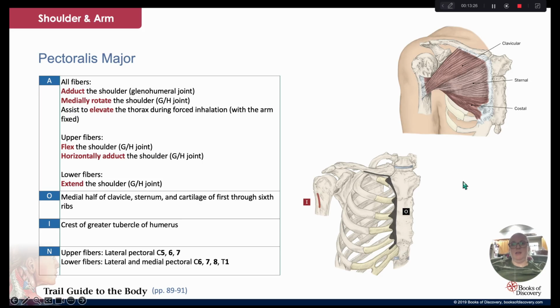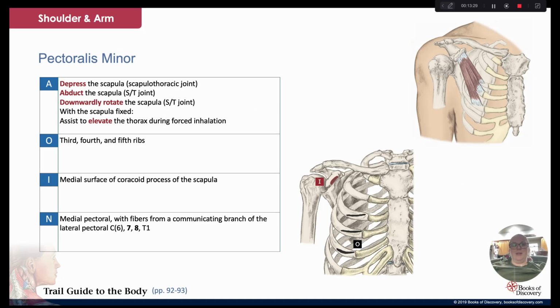Isn't this exciting? All right. Like I said, when there's a major, there's a minor. Here's the pec minor. So this is going to be deeper to the major. The actions are depression of the shoulder, adduction of the shoulder or scapula, we'll talk about, and downward rotation of the scapula. When the scapula is fixed in a position, that's when it can actually help to elevate the trunk or the thorax during a really quick forced inhalation.